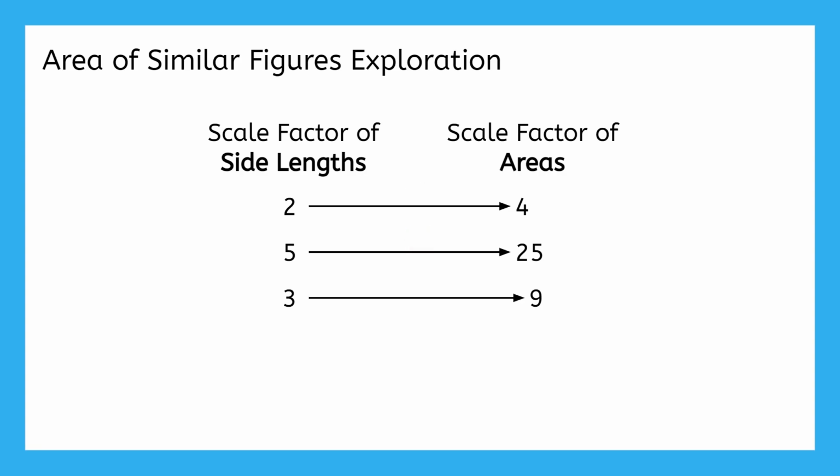What else could I do to get from 2 to 4? I could multiply by 2. That works, but now I have the same problem as last time. 5 times 2 does not make 25, and 3 times 2 doesn't make 9. So multiplication also won't work. What other type of operation could I use to get from 2 to 4 to test out? Oh, what about squaring? 2 squared makes 4, 5 squared makes 25, and 3 squared makes 9. Hey, this works. You know, this makes sense because area is a square measurement.